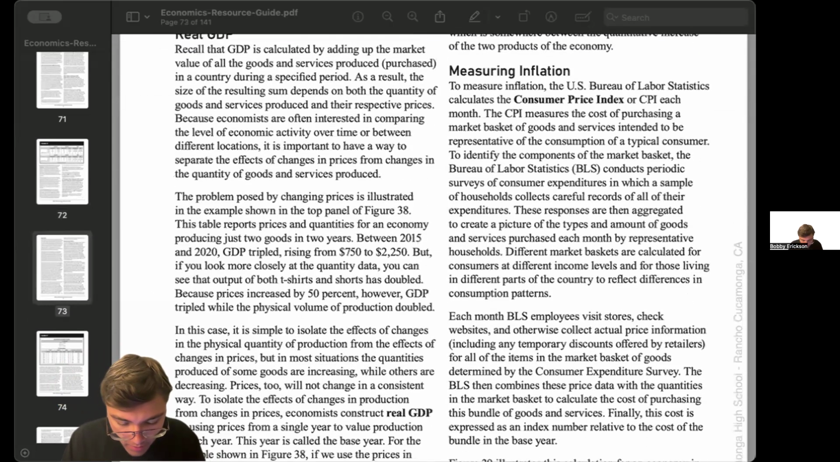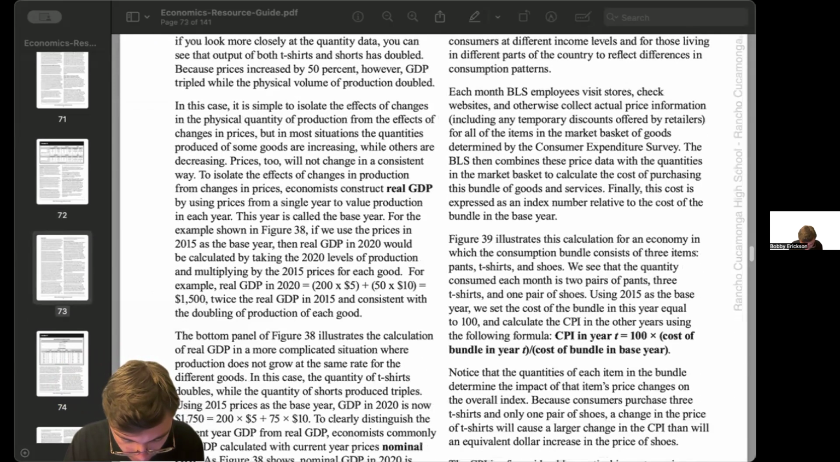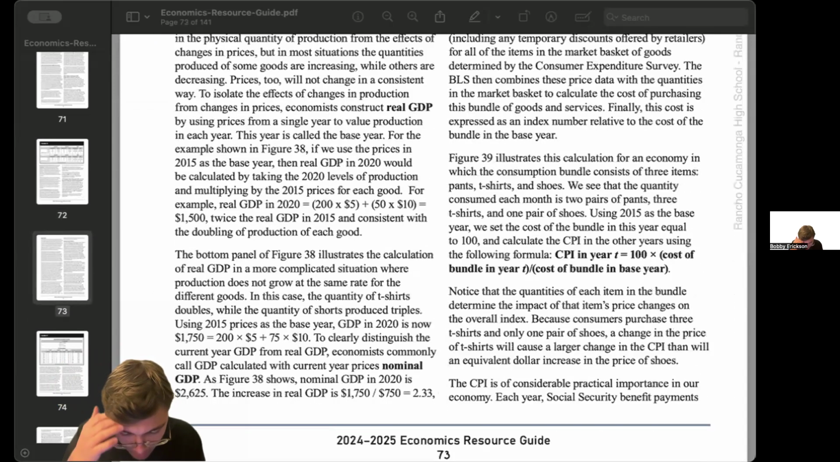And so we can see that overall, if we use where we see production is not growing at the same rate for different goods, we can multiply each of the prices by the quantities. So each of the new prices by the quantities of the base year.